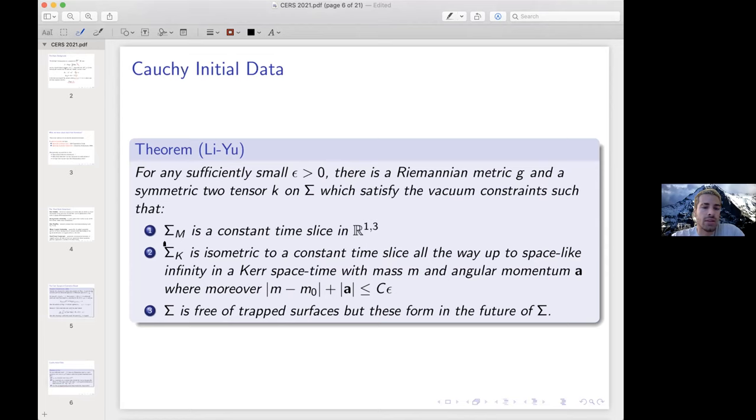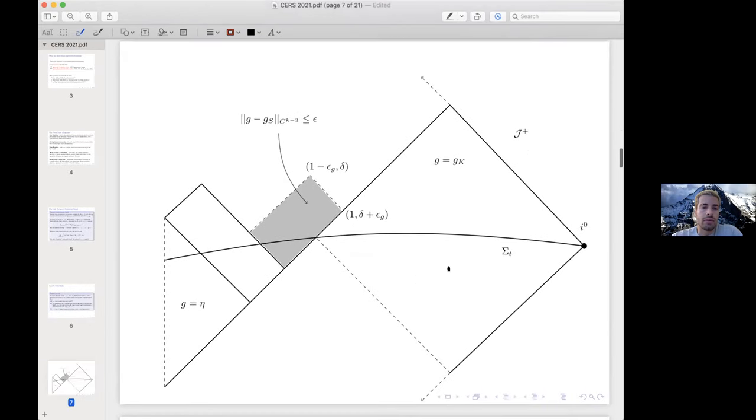And what you get is a concentric structure. The center, if you like, of your initial data set, which is diffeomorphic to a ball, is a constant time slice in Minkowski. Then out at infinity, you're isometric to a slice that embeds in Kerr with M close to M zero and small angular momentum. And in between you have this interpolating region. So this is the theorem of Li Yu. This out here is Kerr, and this is the Christodoulou slab.